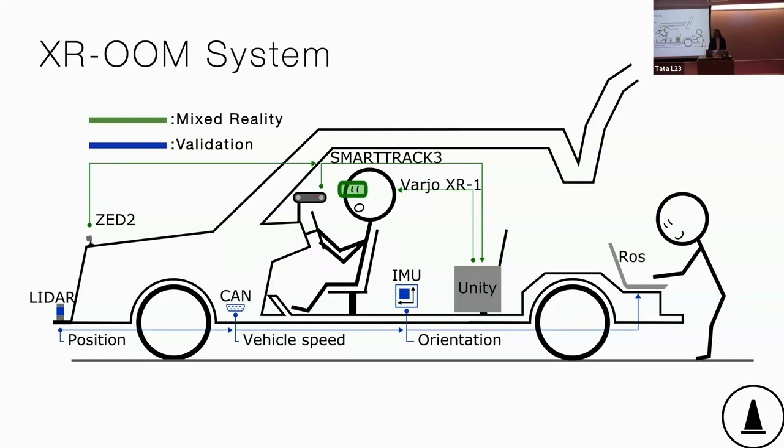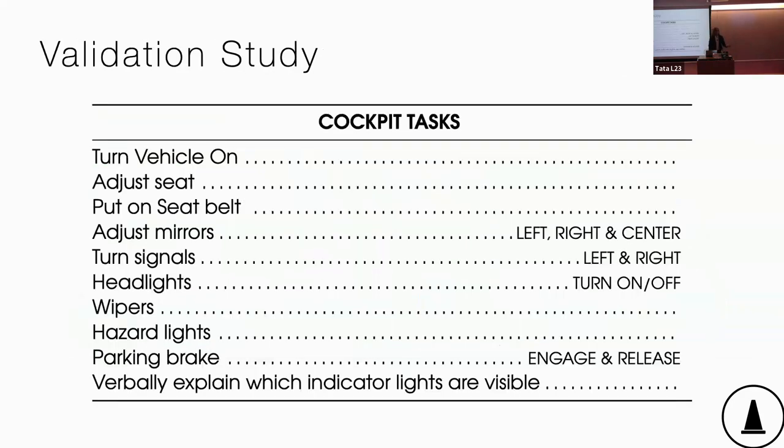Part of the validation of a system is not just building it, but we also need to show that you can actually use it. There's no point if it works fancily, but you can't use it. The first thing that we did is figure out cockpit tasks. These cockpit tasks are mostly based on what insurance companies or driving school websites tell you to make sure your child can do when you teach them to drive.